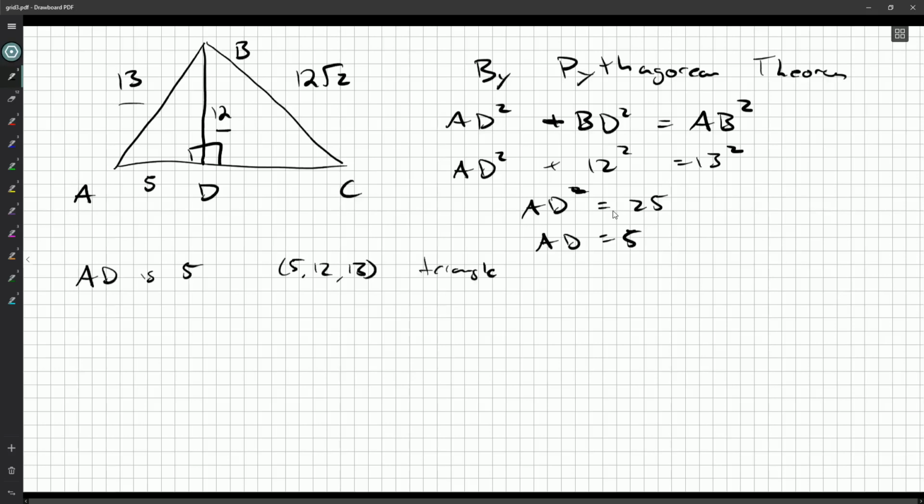Okay. And the other thing I notice is, I've got 12 root 2 and 12. This reminds me of another well-known right-angled triangle, the isosceles right-angled triangle, because if I've got a side length of x and x, you can do the work yourself. You can show that it's x root 2 on the side, so that immediately tells me, I've got 12 root 2 and 12 here. DC will have to be 12 as well.